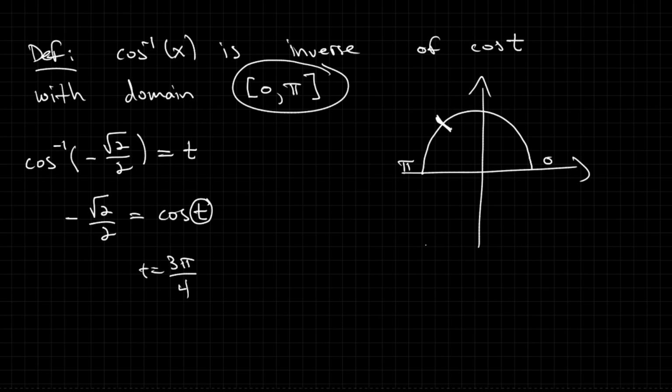Again, I'll make the obligatory remark that there is a place in quadrant 3, 5 pi over 4, where cosine is also negative root 2 over 2, but that is not in our domain restriction. And so we would make the conclusion that cosine inverse of negative root 2 over 2 equals 3 pi over 4.